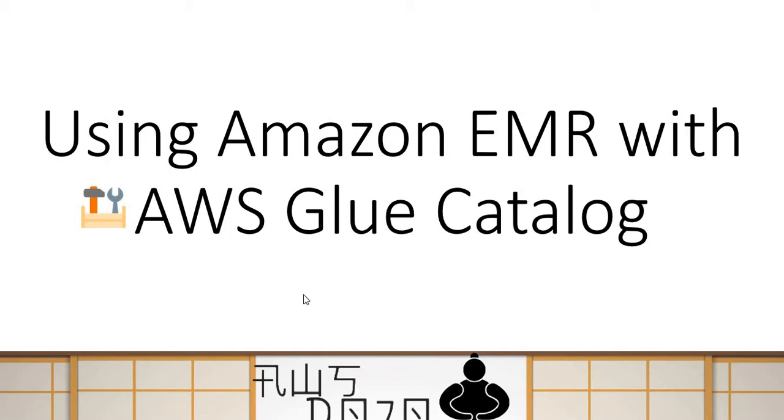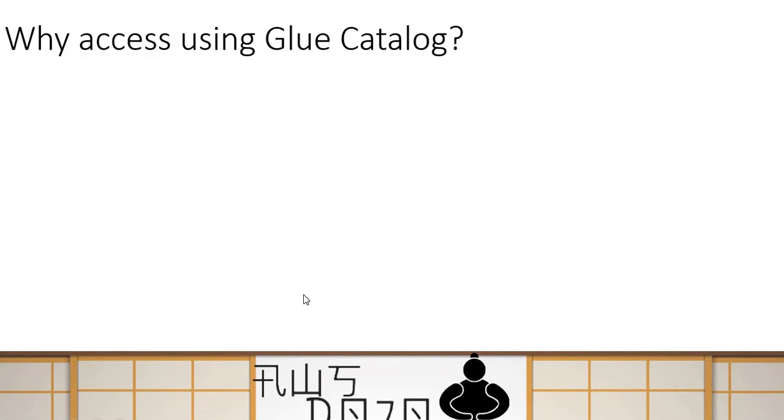So let's get started. Before we get started on how to configure EMR to access data through Glue Catalog, let's first talk about why we need to access data through Glue Catalog. Because, as you know, an EMR cluster can access data from an S3 bucket directly, it can access data from RDS, Redshift, DynamoDB, all these data sources directly, so why does it need to access data using Glue Catalog?